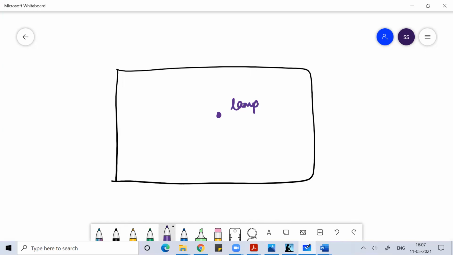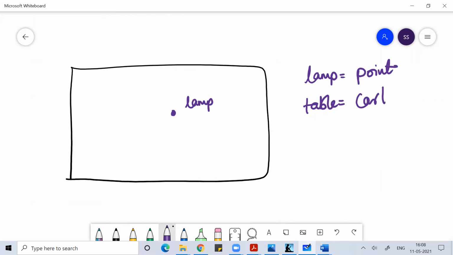Here we just discuss in terms of coordinate geometry. So we are not actually trying to find the total area or the total space occupied by the lamp. So here we'll assume the lamp as a point, and we'll assume this table as a Cartesian plane. Suppose one end of the table I'll assume is the origin.